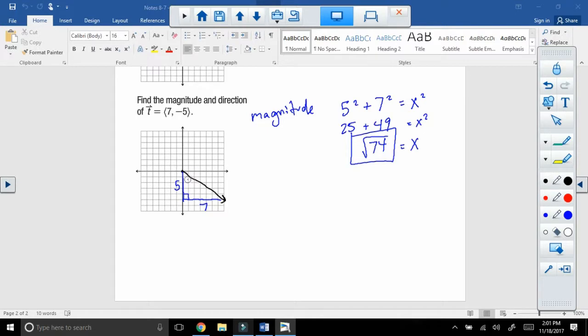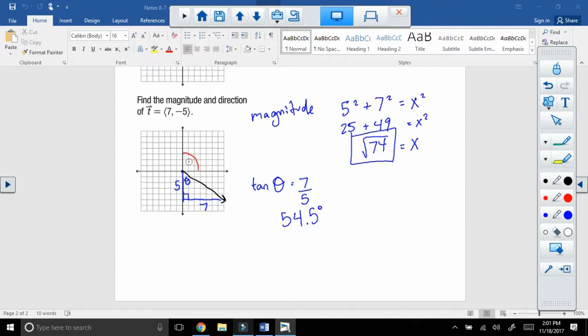The next thing I want to do is I want to find this angle because that's going to be part of my direction. And the angle is going to be the tangent of that, the opposite over the adjacent. So again, I'm just picking up my calculator. Inverse tangent of 7 over 5 is about 54.5 degrees. That's not the final answer though, because I'm talking about what this is in terms of the horizontal.